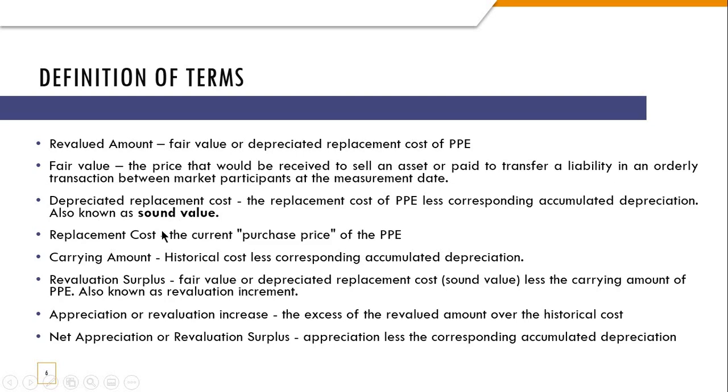The carrying amount, we already know that: the historical cost minus the accumulated depreciation. Revaluation surplus is the fair value or depreciated replacement cost or the sound value, less the carrying amount of the PPE, also known as revaluation increment. Appreciation or revaluation increase is the excess of the revalued amount over the historical cost. While the net appreciation or revaluation surplus is the appreciation less the corresponding accumulated depreciation.